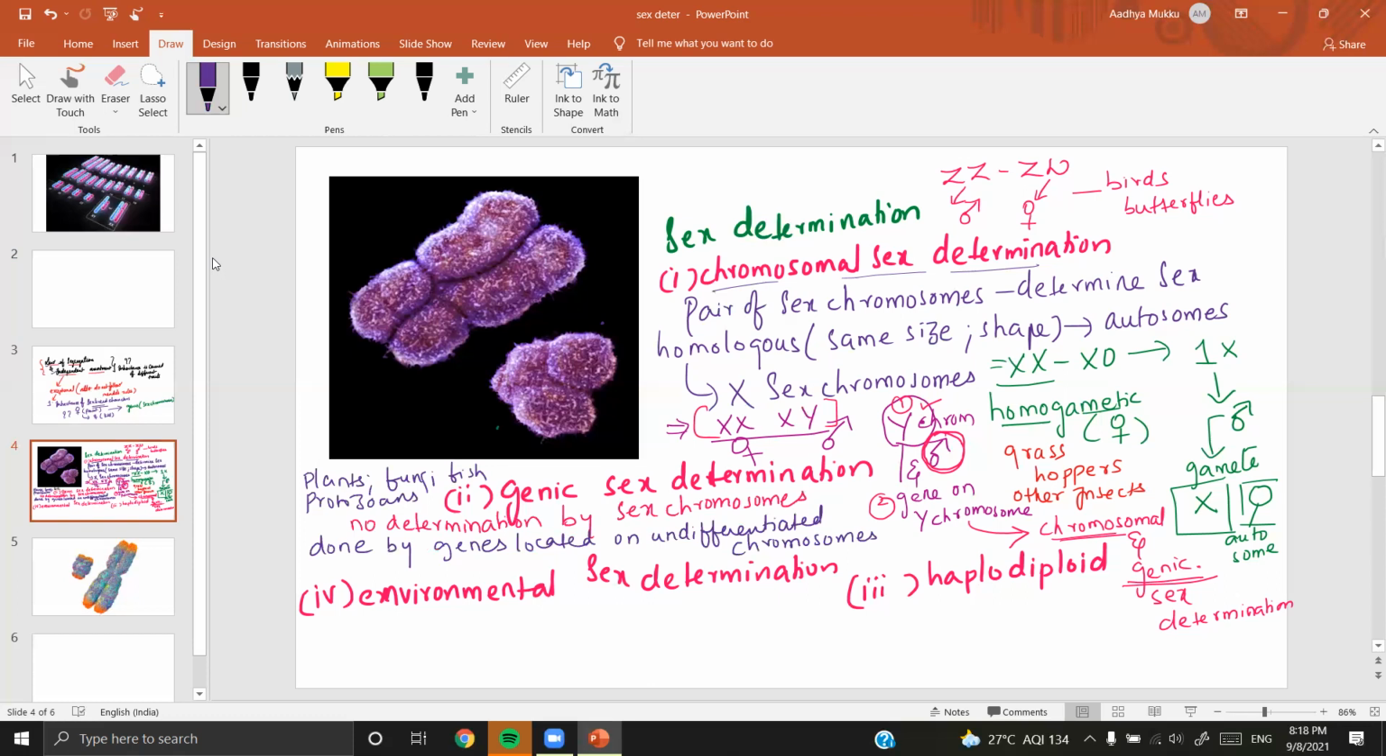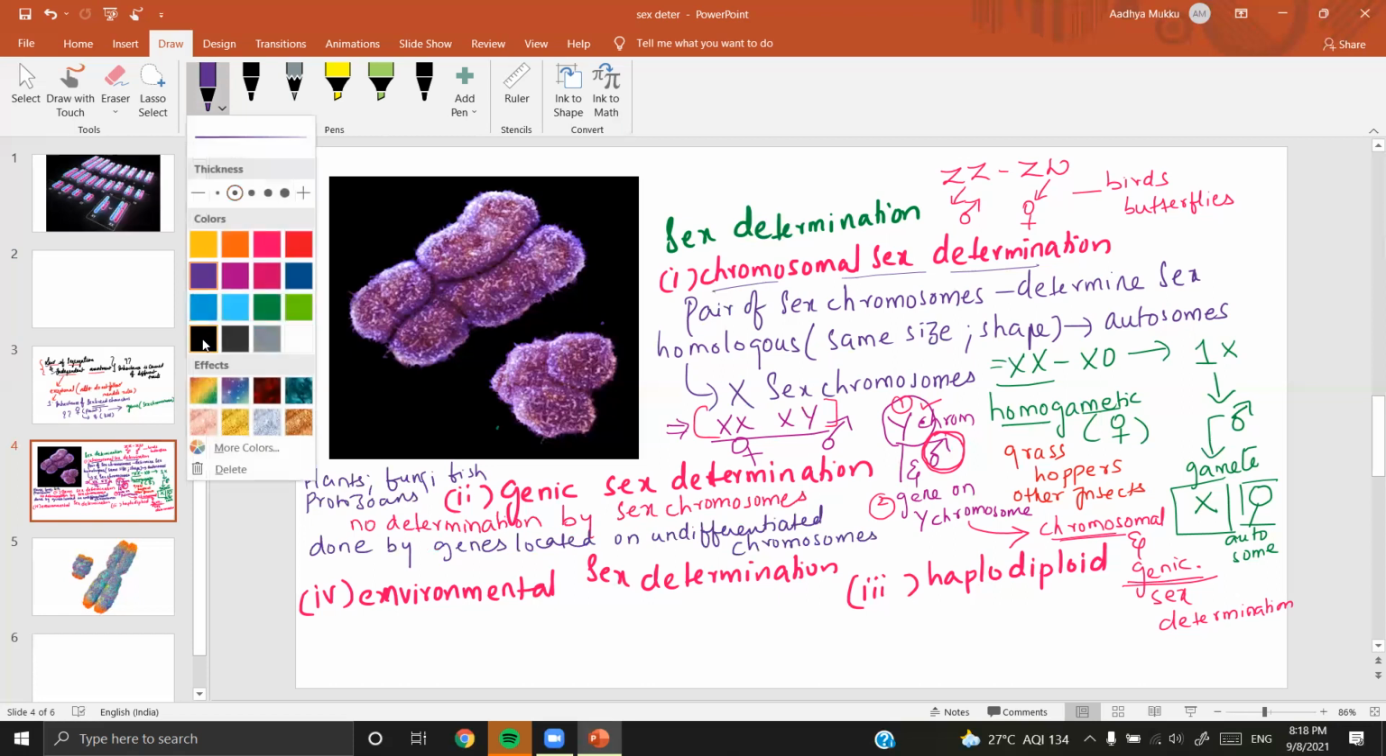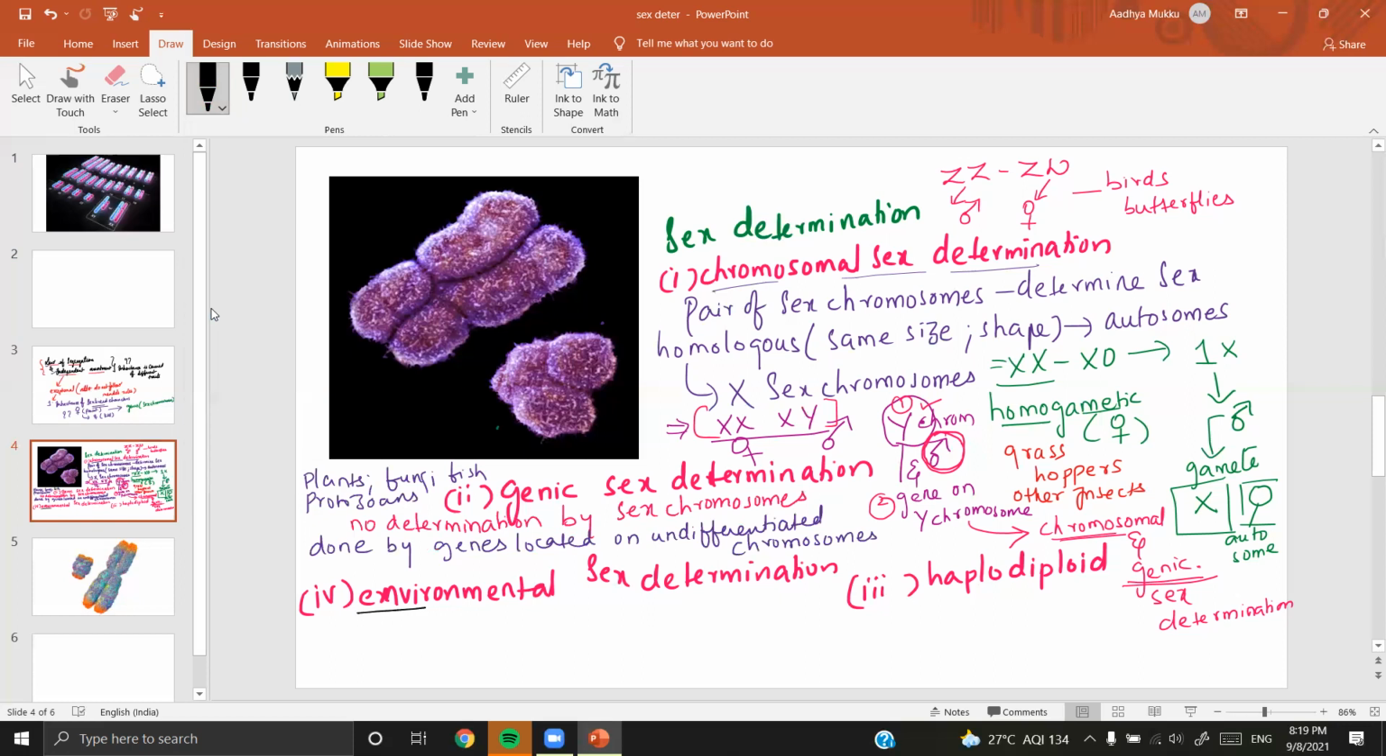And next, we have environmental sex determination, where, children, this is going to be purely based on the environmental conditions. For example, if you talk about the turtles, we have two weather conditions, one is warmth and one is cold. If it's warm, mostly we can see that the females are developed, and if it's cold, mostly the male sex is determined here.